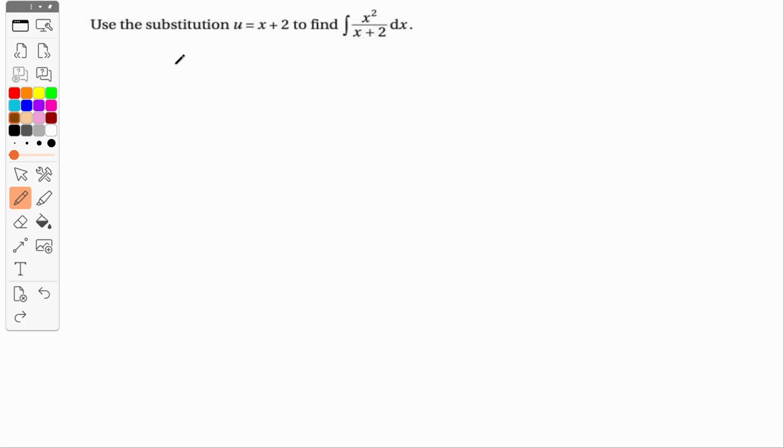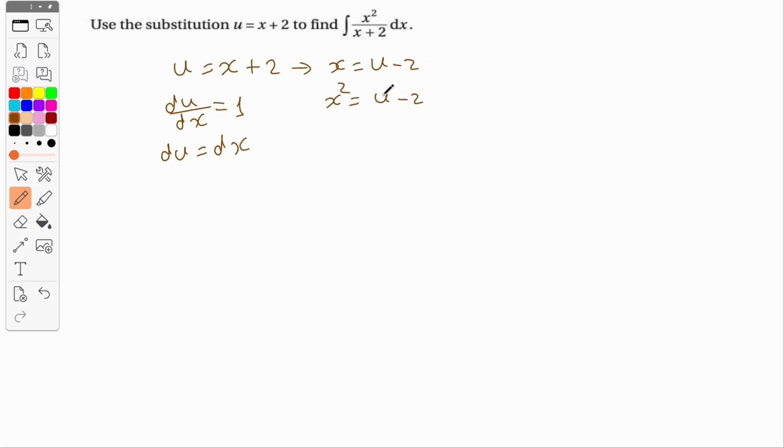Here we also need to use a substitution, u equals x plus 2, to integrate this one. He said u equals x plus 2. So we say du dx, the derivative of x is just 1. That means du equals dx. So this dx will be du, and this x plus 2 will be u. What about x squared? From here, if we shift 2 to the other side, x is equal to u minus 2. So x squared equals u minus 2, all to the power of 2.